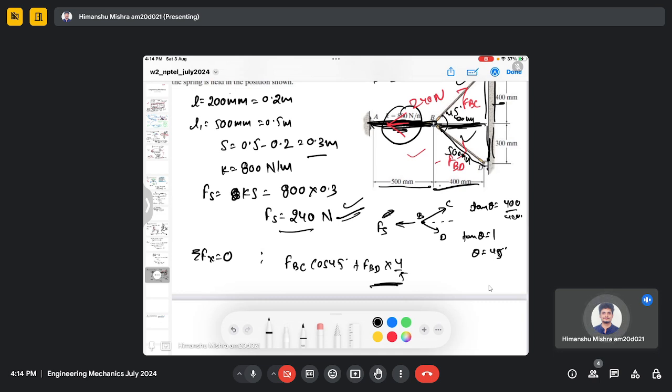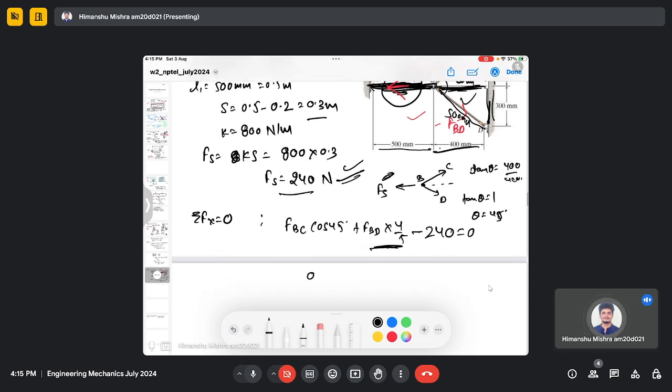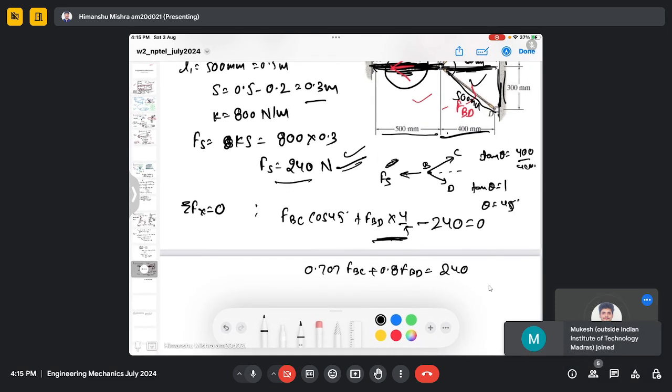In the first lecture we discussed that if we have only sides and not angles, then how to calculate the component. So I'm using that 4 by 5 here, minus 240, which is the spring force. It's another force in the x direction, but in the negative x direction. So minus 240 equals 0. So it will be 0.707 force BC plus 0.8 force BD equals 240. So this is equation 1.